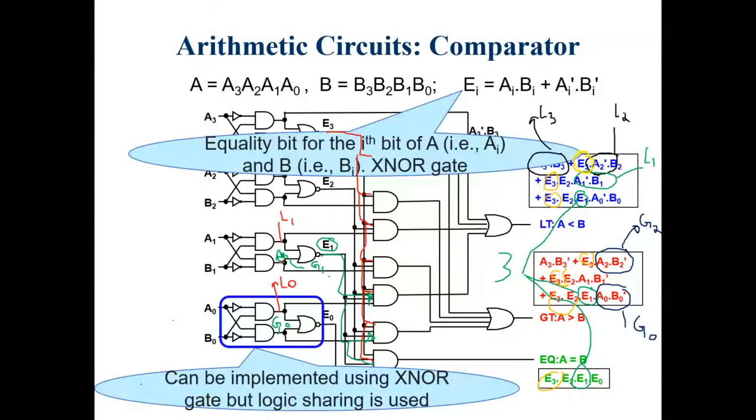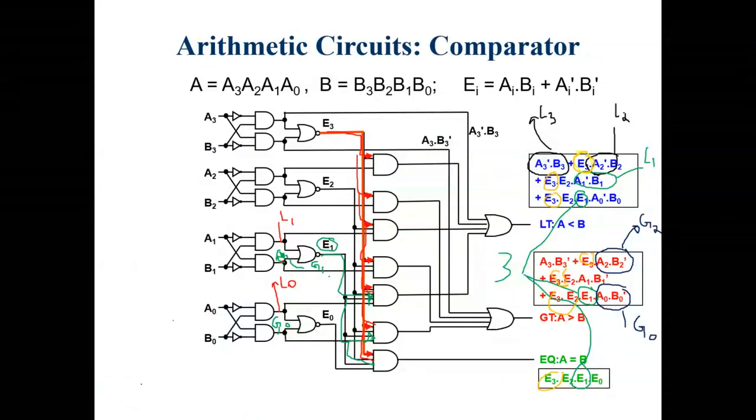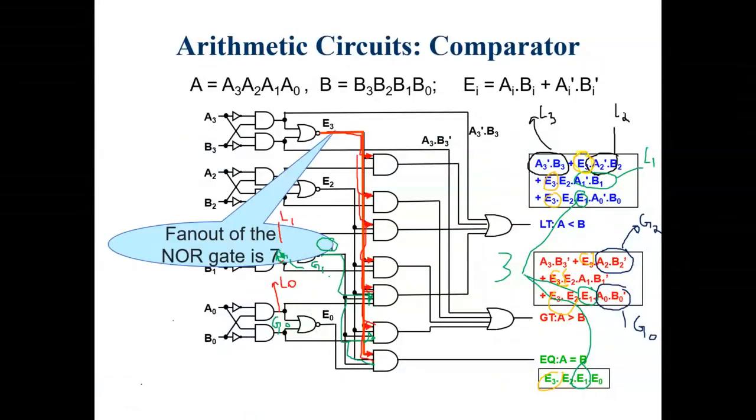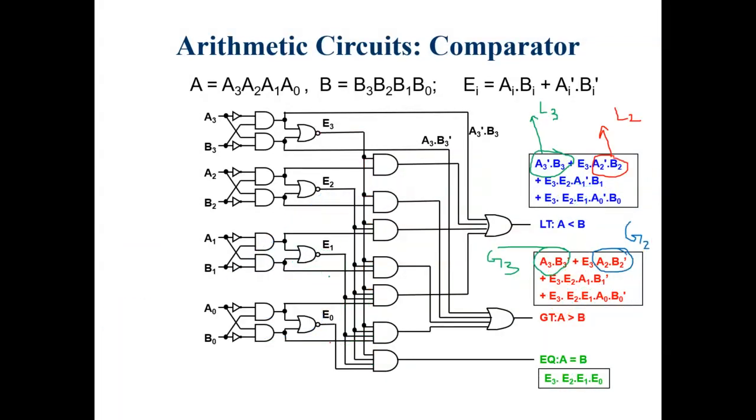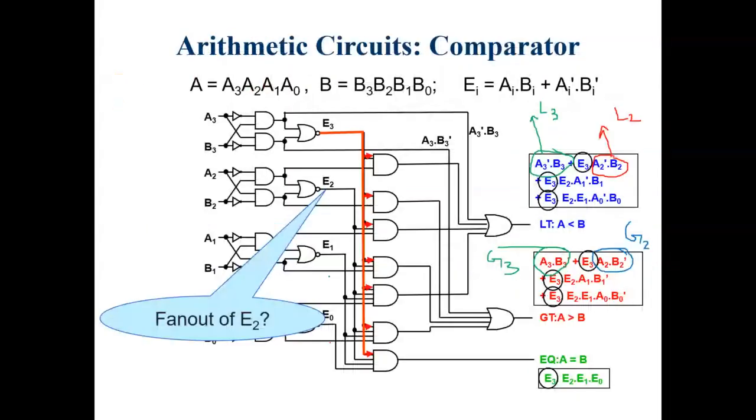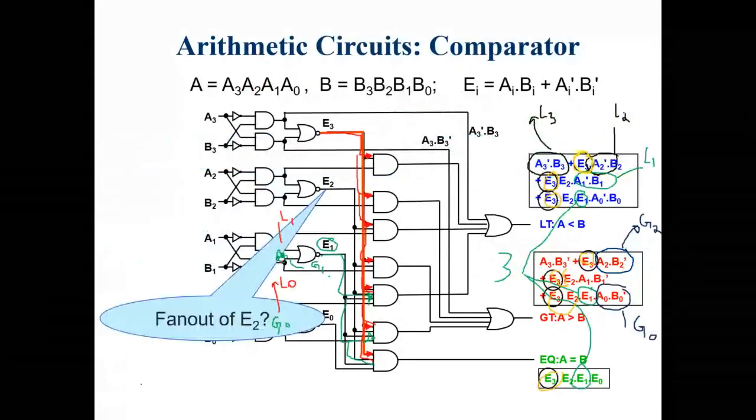Yes, Professor. Okay, now this is the fan out. Can you see here the fan out of E3 is 7. So this is all the things, the fan out of the NOR gate and so on. Any question? What is the fan out of E2? E2 is 5. These are all the things. Any question relevant to today's class?